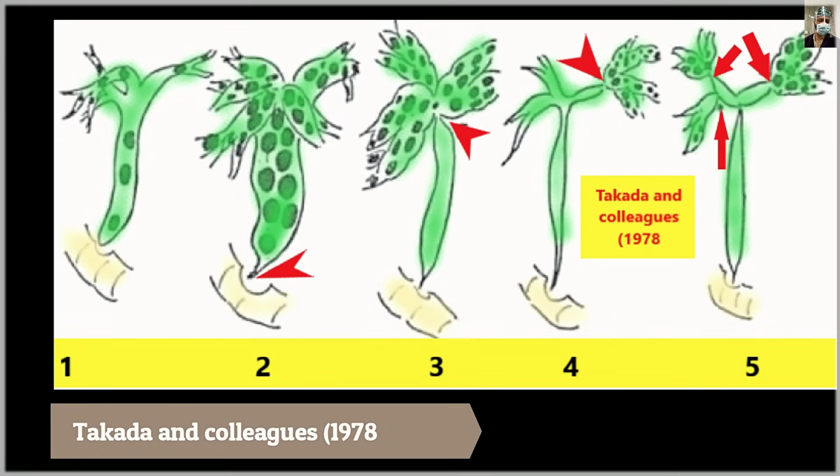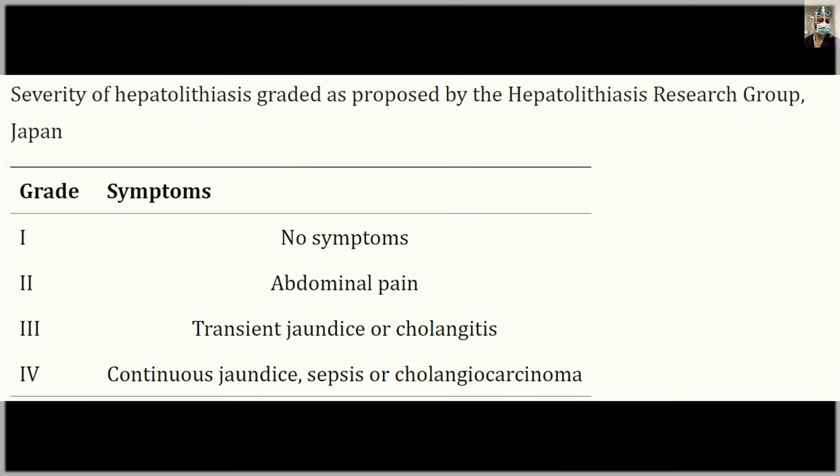You can go through these papers also to have more understanding, and just remember these will be the basis of many of your MCQ questions, so you have to remember these classifications. According to severity, there is another classification by the research group from Japan only. So it is grade 1 to grade 4.